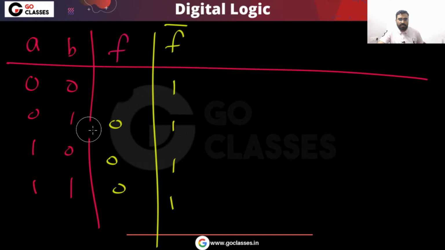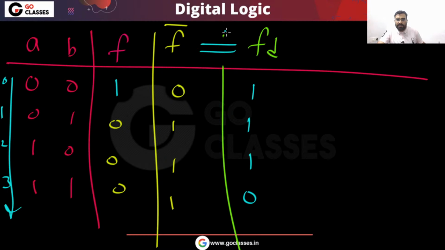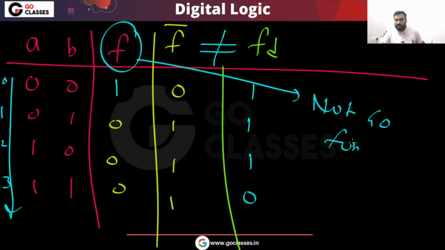Now look at this function. If you notice, what is f complement and what is f dual? F complement will be this, and f dual will be reverse of f complement. This truth table is in the standard order. This is your f complement, so f dual will be the reverse of f complement. You can notice they are different. F complement and f dual are different. So this is not a go function.